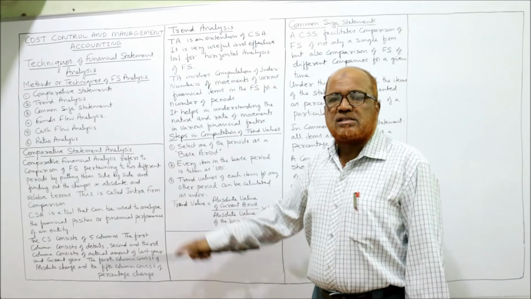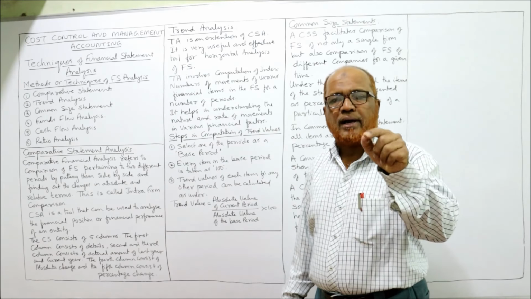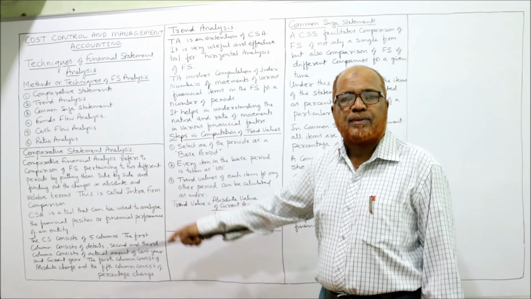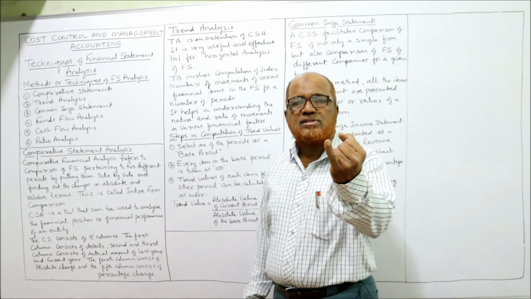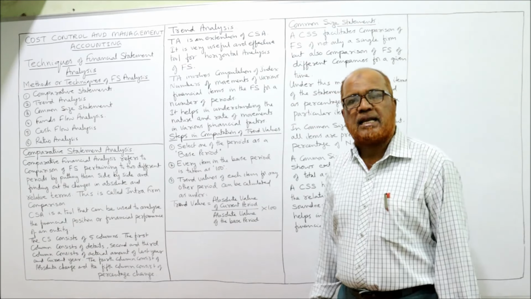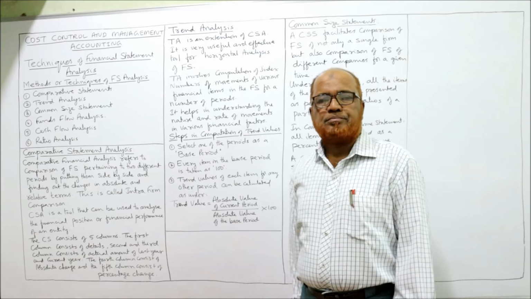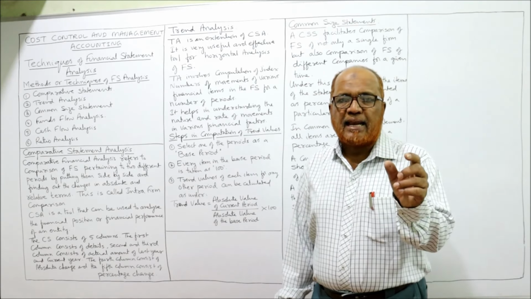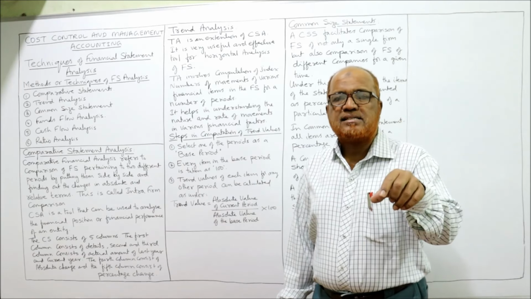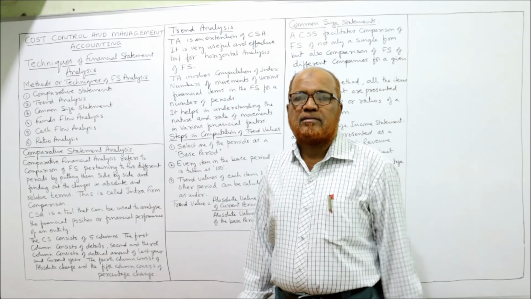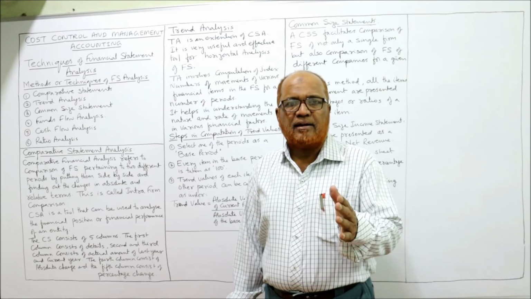So out of six, the first three I am going to explain. I am going to do the problems on the first three. What are the first three? Comparative statement, trend analysis, and common size statement analysis. First of all, comparative. Comparative statement analysis means analyzing the financial information of two years of the same entity.